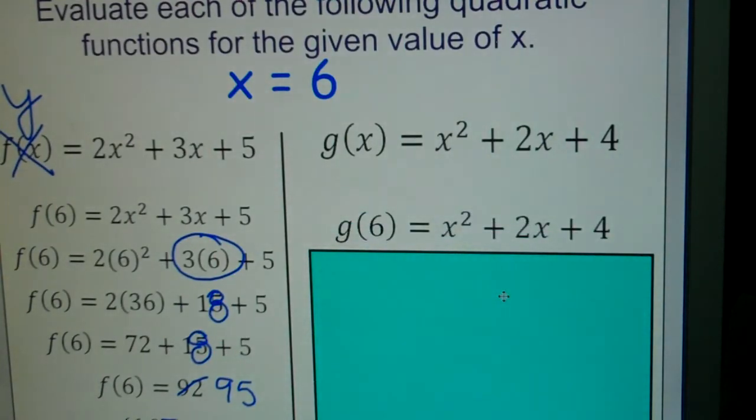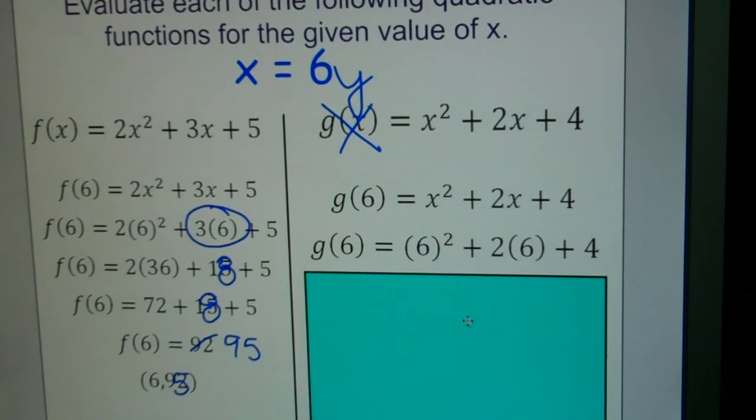All right, here you go. 6 goes in. Now this one says g of x. Does that matter? No. It all could be erased and put... Here, let's take that. Let's put it over here.